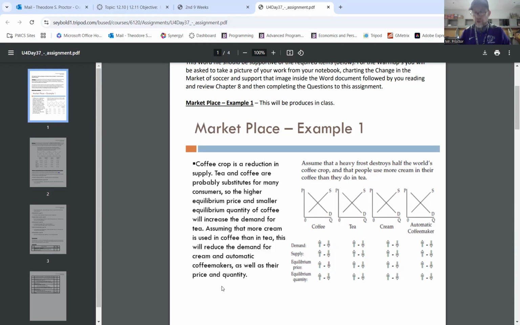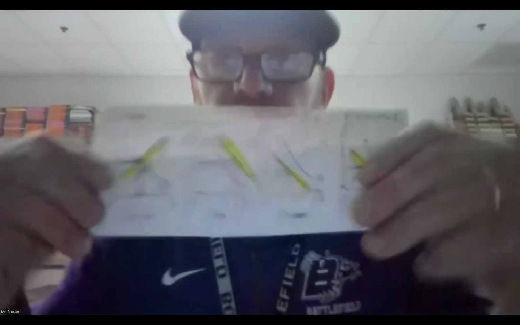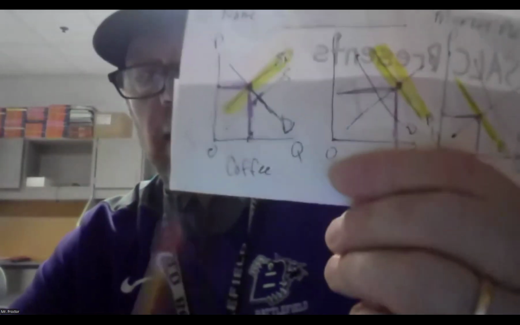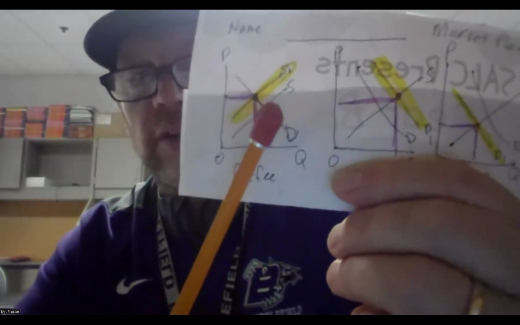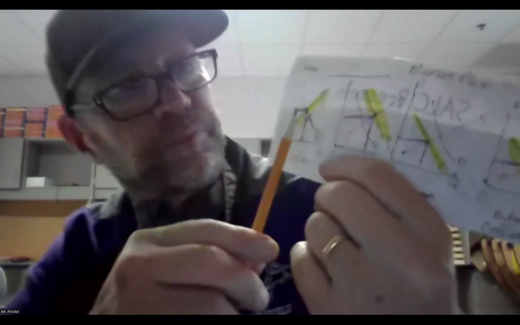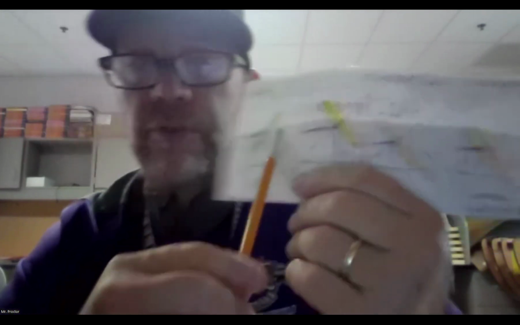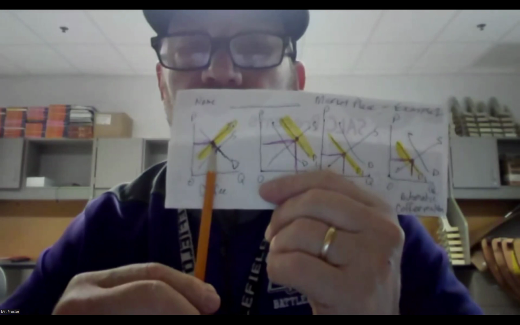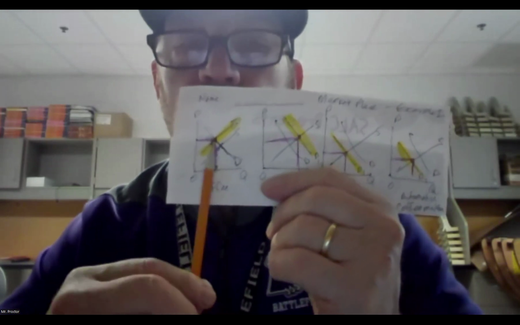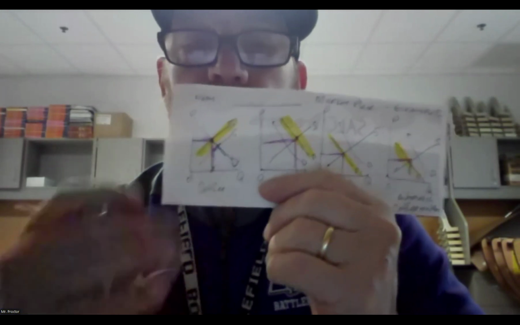So I'm now going to go back and discuss what's going on with this. I'm going to stop the screen share. When looking at this first one, dealing with coffee, you'll find that the supply line will now shift to the left, because there's less supply for coffee. And so you'll get a new equilibrium point.